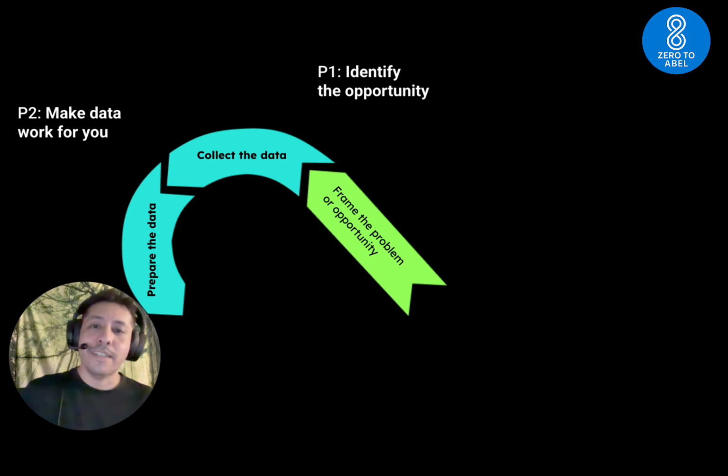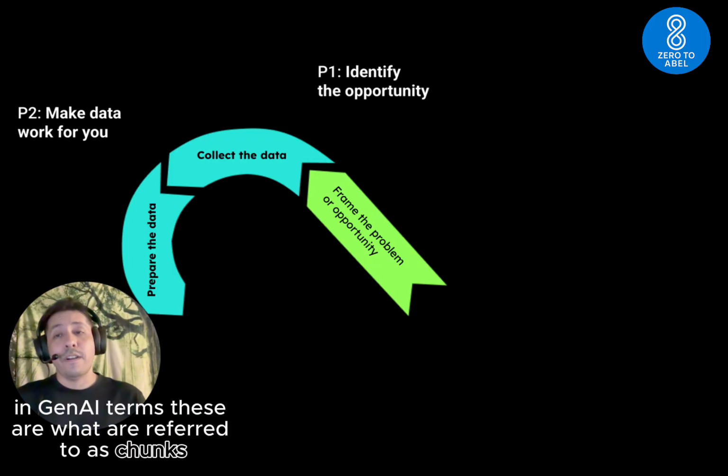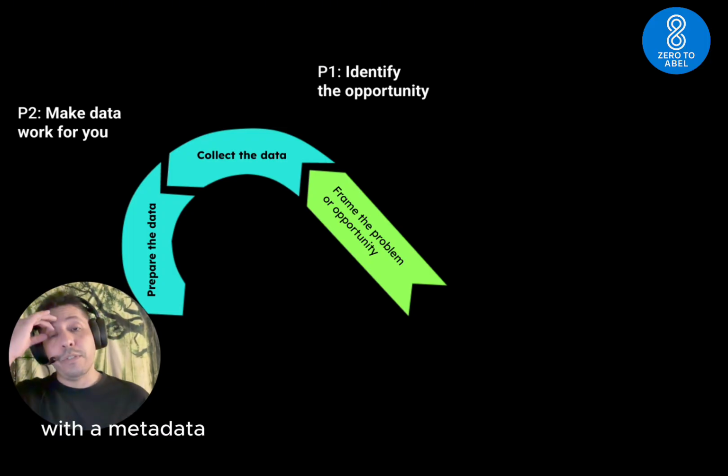That's stage 3. So, collecting the right data is only half of the work. The AI model that you'll end up using, it's just not gonna be able to take in a massive PDF or a massive spreadsheet and know exactly what to do with that, right? We need to prepare this data into usable inputs, meaning smaller, well-labeled chunks that the AI can actually search and reference. In GenAI terms, these are what are referred to as chunks with metadata.